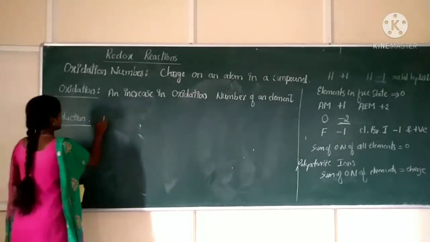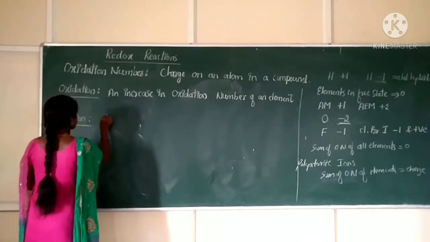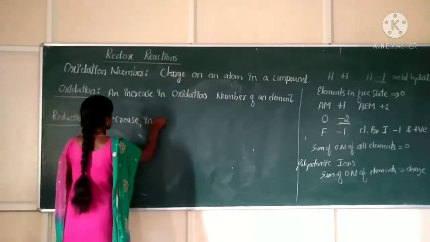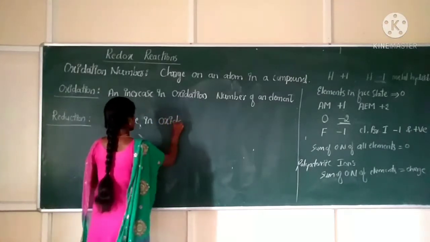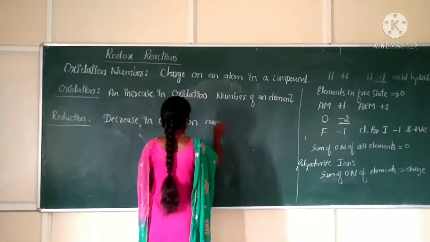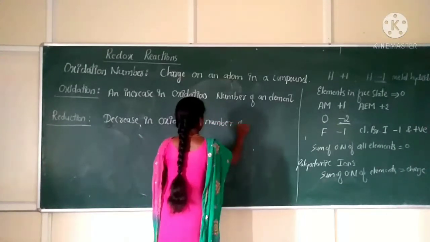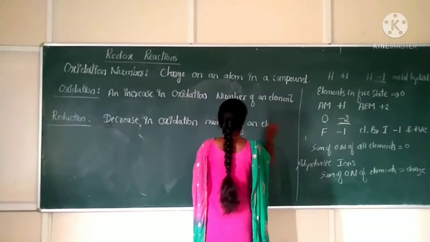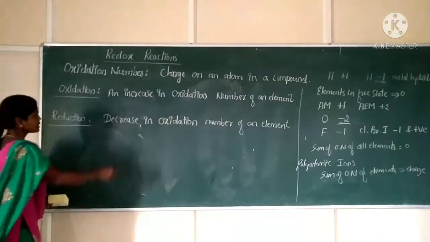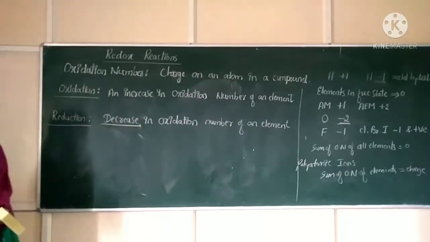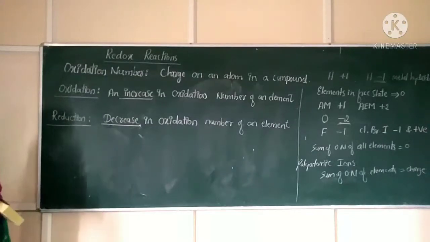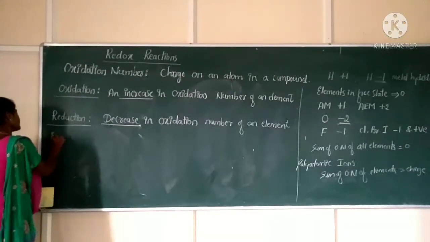Then what is reduction? Reduction means decreasing the oxidation number of an element. What is reduction? Reduction is a decrease in oxidation number of an element, and oxidation is an increase in oxidation number of an element. Now, I take one example.